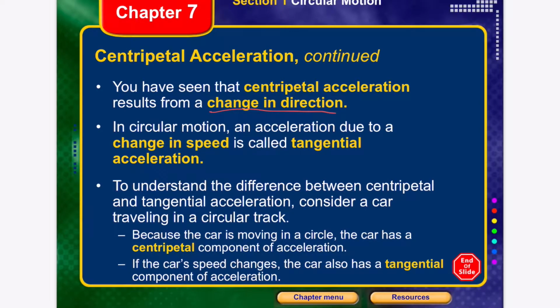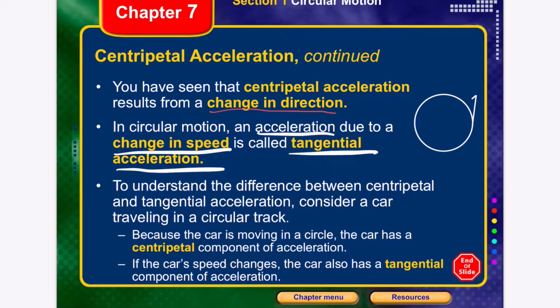Now in a circular motion, an acceleration due to change in speed is called tangential acceleration. So there are two types of accelerations combined here. One is the acceleration when the body is traveling in this direction along the path. This direction is the tangential direction and this direction is the centripetal direction. So this is the centripetal acceleration and this is the tangential acceleration. Combining both accelerations gives you the total acceleration of an object.